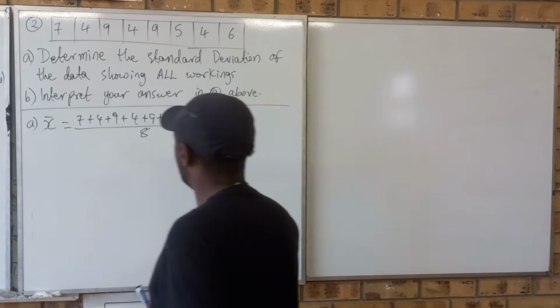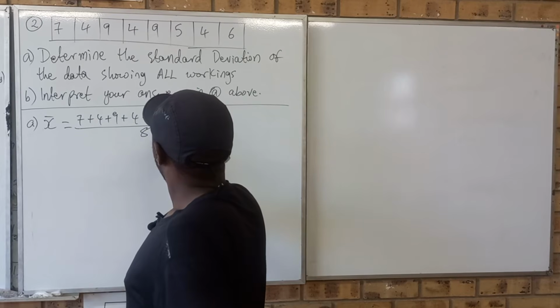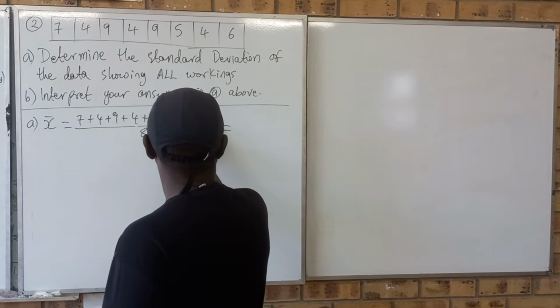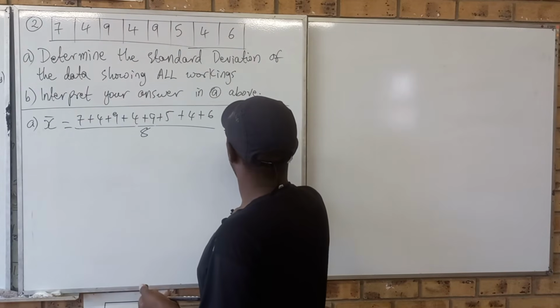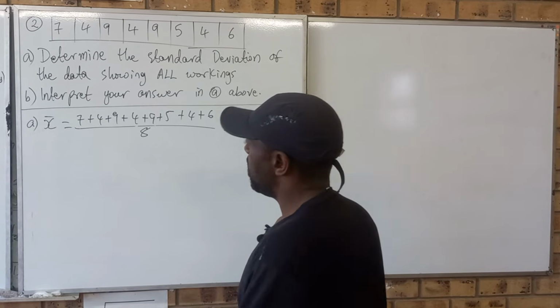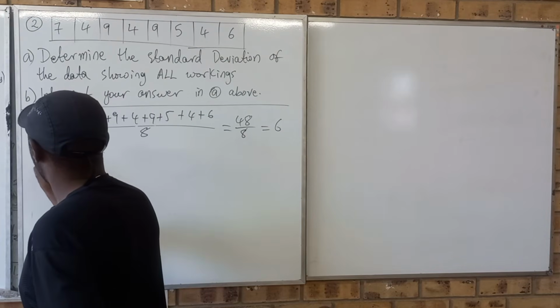So if I'm adding this, 11 plus 9 is 20, then 9 plus 9 is 18, that is 38, plus 10 is 48. You see the data is so easy that I can even calculate without the help of a calculator. And that gives me my mean as 6. So from here, I can now go to the variance.